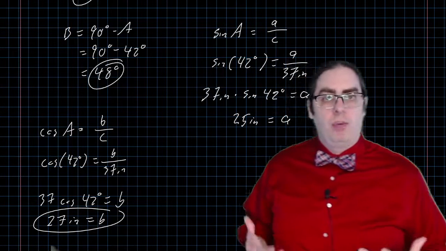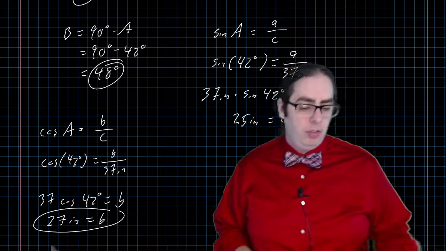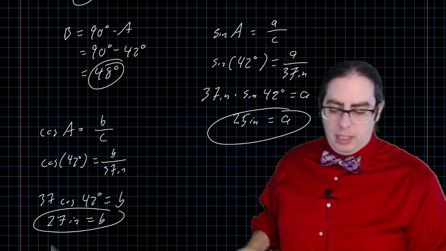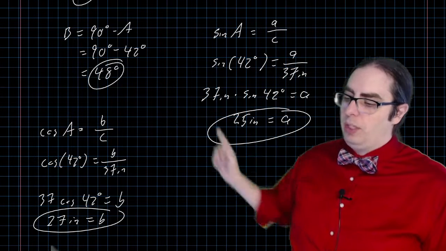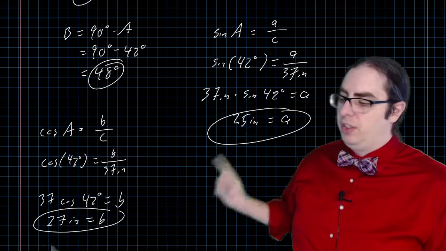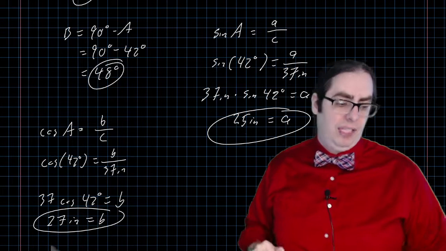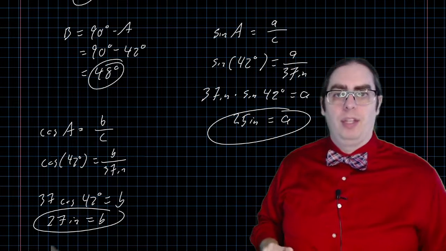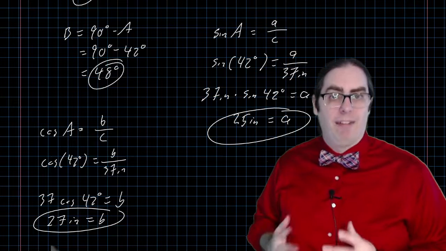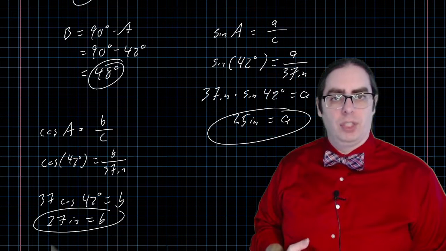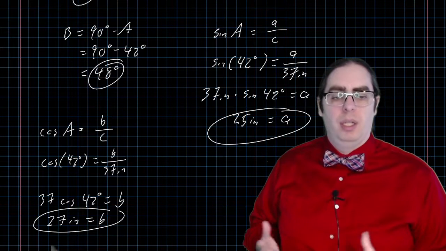Solving a right triangle involves finding three pieces of information. I've got an angle of 48 degrees, a length of 25 inches, and a length of 27 inches. Those are the three things that I needed to figure out. I have figured them out. I have solved the triangle. All right.